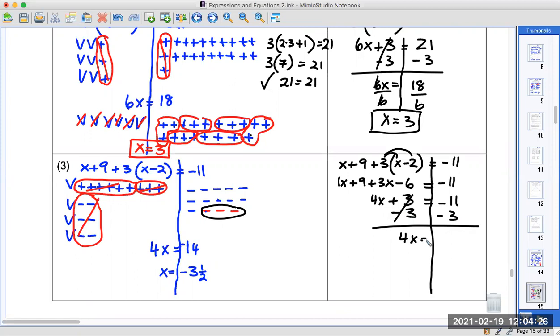4x, -14, and then divide by 4. This is from here to here. Use your calculator if you have to. It is -3 1/2, or 3.5.